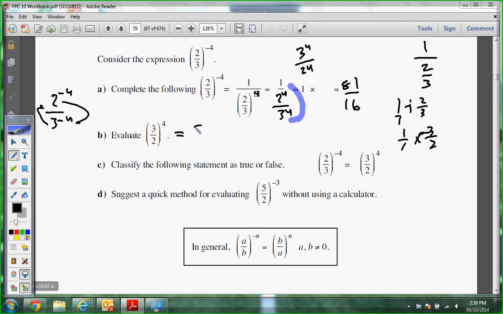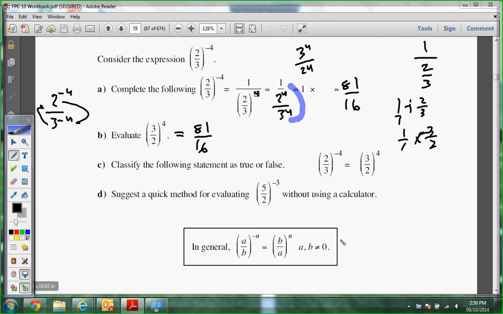Okay, and that's what this is. Classify the following as true or false. What it's showing you is exactly what I told you. This flipped is the same thing. So if you have the negative, flip it and make it positive, and then hit top and bottom. Are there any questions with that? Because I know fractions are confusing.